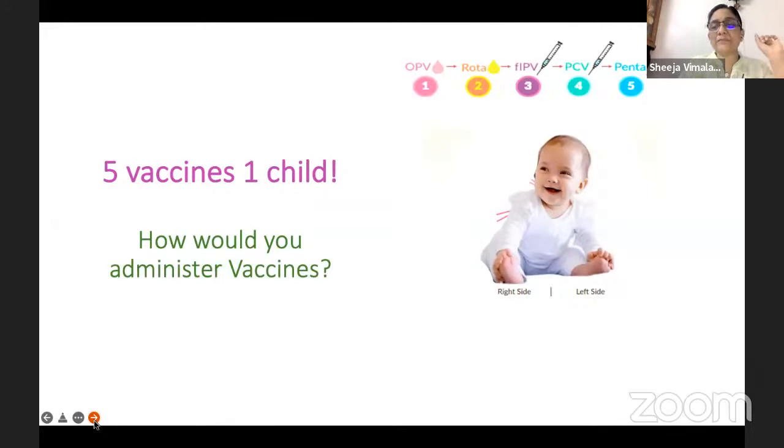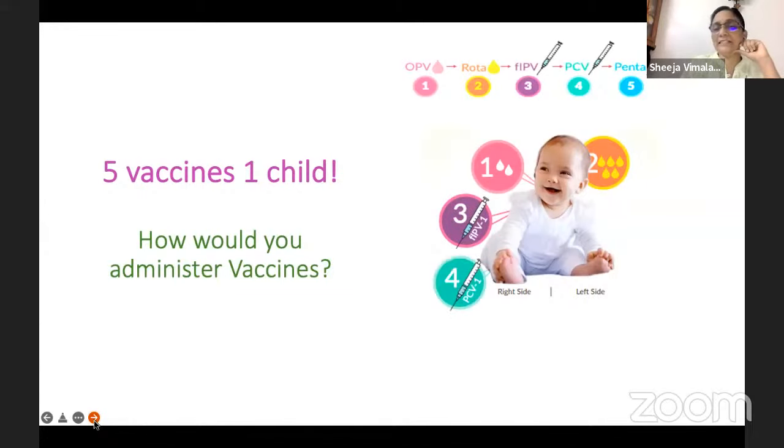Is there a science behind administration of vaccine? A small baby, how would you plan? You should know that there is a guideline from MOH on how to give these vaccines. The first vaccine that you give is OPV because it is sweet. The next one is the rota, which is either bland or slightly bitter. And then you have the fractional dose of IPV, which is not that painful, followed by PCV. And pentavac or DPT is given last.